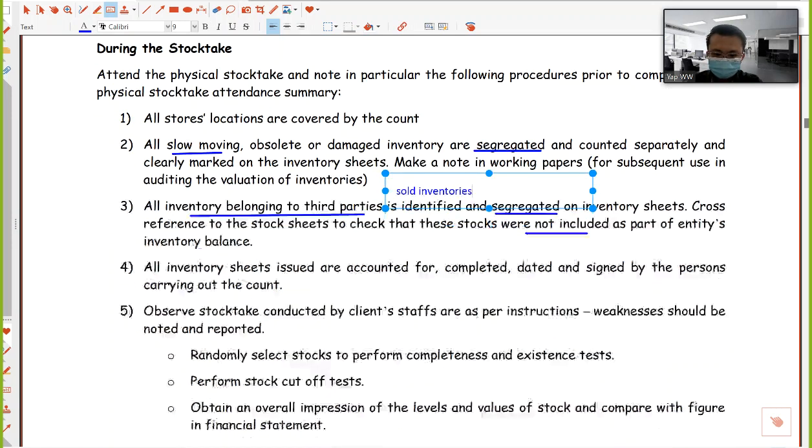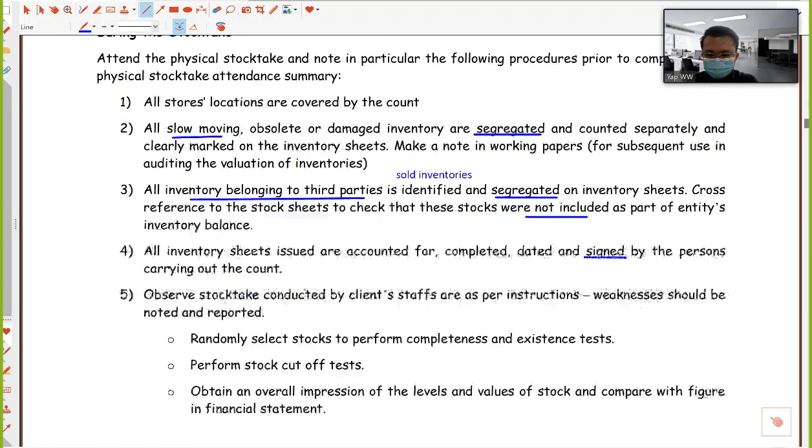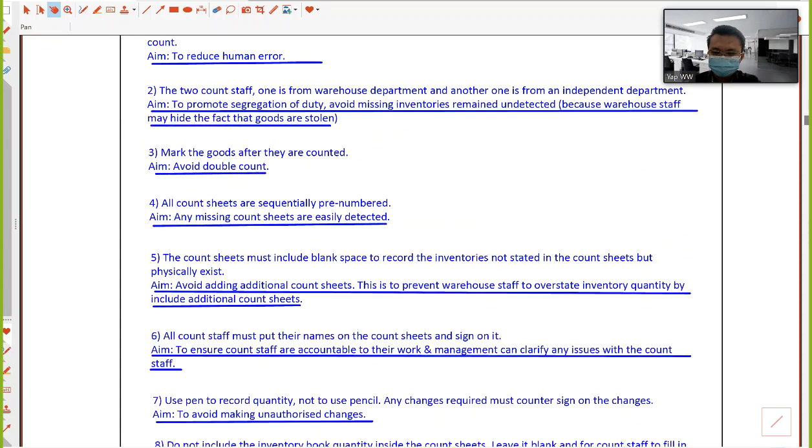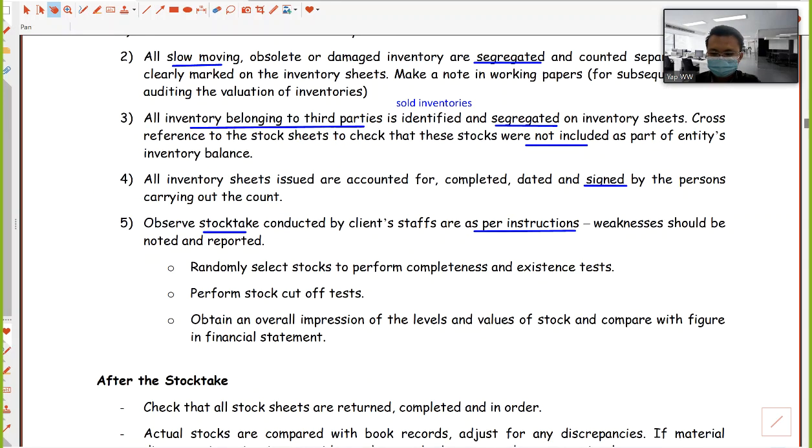Number three, make sure all the count sheets at the end of the day are signed by the person who carried out the count. And during the stock count, you observe the stock count based on the instruction. This is your main job on that day. You are the auditor, you go there and you make sure they follow exactly the instruction. If they don't follow the instruction, then what for you want to review all this, right? So make sure they follow the instruction. If they don't follow, means they've got control deficiency.